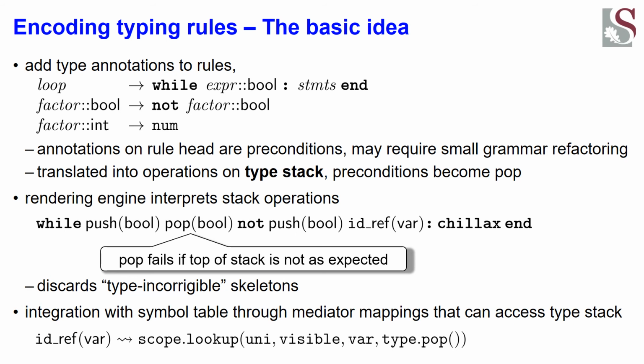Finally, we need to integrate the symbol table into the typing rules as well. We do this via mediator mappings that can access the stack. For example, if we have an ID token at a reference position, like in an expression, then lookup checks the expected type on the stack and searches for a visible name that has been declared with this type. There are a few more tricky aspects to this, like type correct assignments or function calls, but read the paper for this. Let me show you two interesting examples of errors that we have found in the instructor's own compiler by using this mechanism.